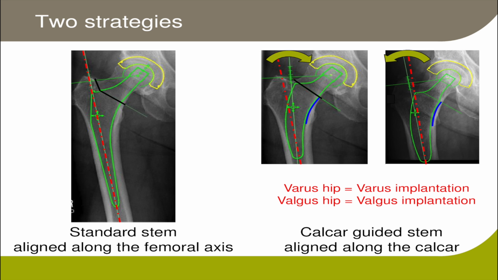The other strategy is a calcar-guided stem, where you want to implant the implant not along the shaft, but along the calcar, taking the calcar as a guide, not looking at the axis of the stem, but trying to align them along the calcar. And in a varus hip, you will have a tendency to insert them in varus, and in a valgus hip, you will have the tendency to insert them in valgus. And as such, you will restore or approximate the offset better, or at least that's what we believe.